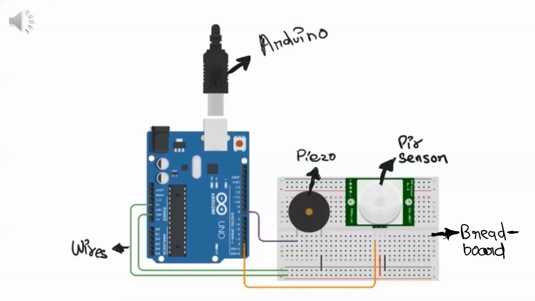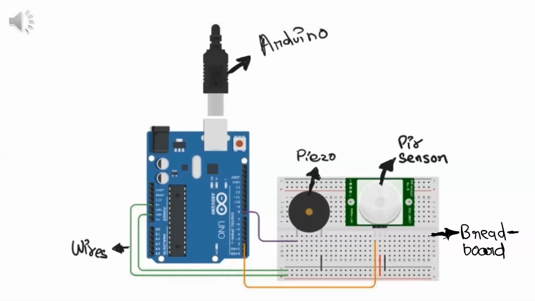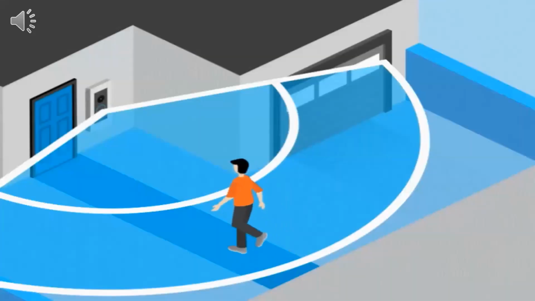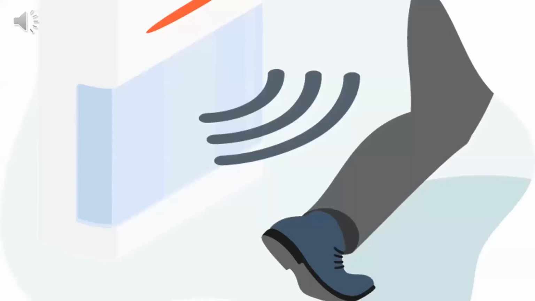The components that I included in my circuit are Arduino, piezo, PIR sensor, wires, and a breadboard. When a burglar trespasses onto a property, the motion sensor detects unauthorized movement that triggers an alarm. Simultaneously, there's a loud alarm playing that helps scare off the intruder.